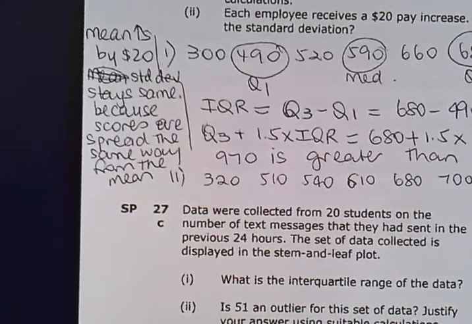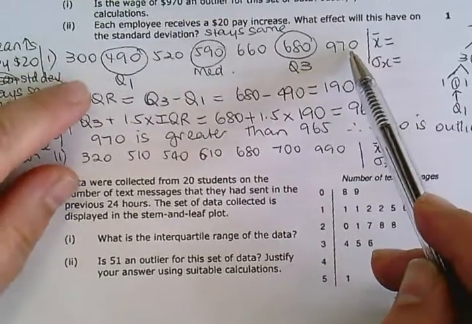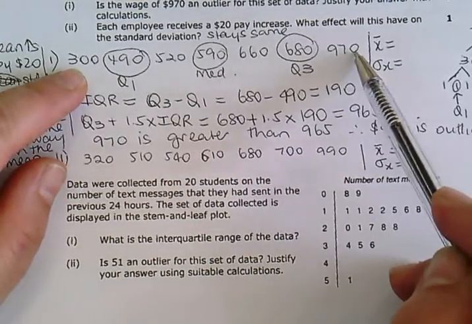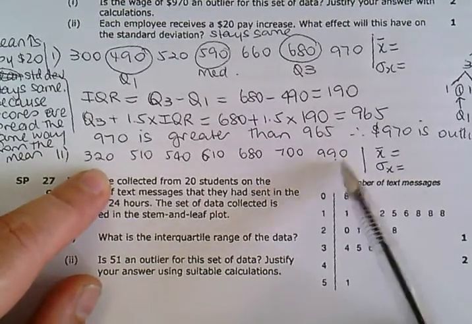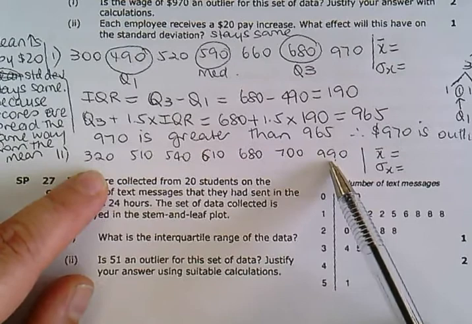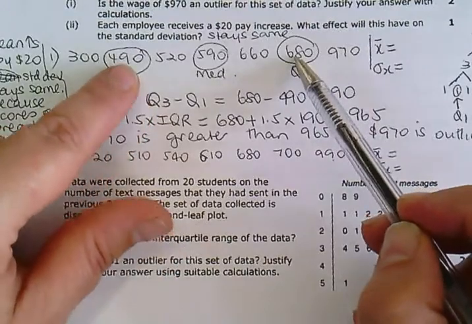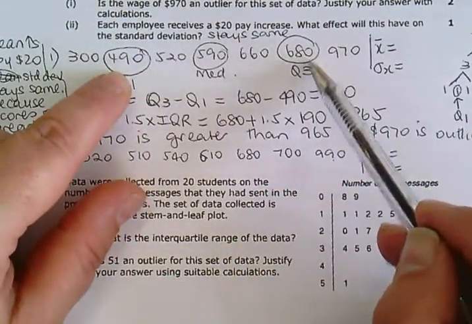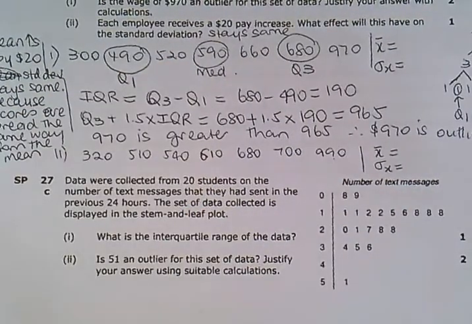Now you can confirm it by doing the mean and standard deviation for each set of data, and you can do that at home. Range for the first set of data, it's 670. 970 minus 300 is 670. Look at the spread when we've added $20 on. 970 minus 320 is 670. Same spread. Look at the next two inside, subtract each other. You get 190. These are 190 apart as well. Everything's spread out the same way. They're not more spread apart.